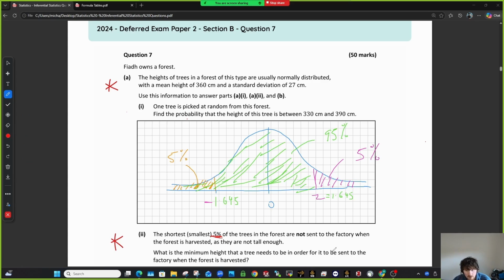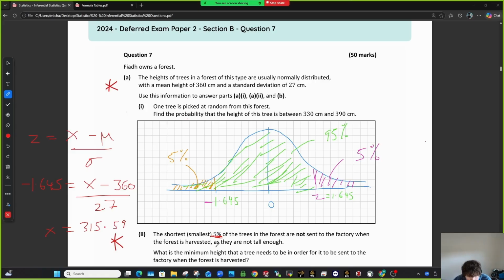We've got to remember, we want to work back to a height. A height is an x. So z equals x minus mu over sigma. We've just got the z-score, and the trick here, people would slip up if they didn't include the minus sign. The x, which we're looking for, minus the mu, which was in the question, and over the sigma, which was in the question. So then you move that around, multiply this by 27, and then add 360 when you bring the 360 over. Plus, or take away 27 times 1.645. So I'm getting the height of the tree is 315.59.